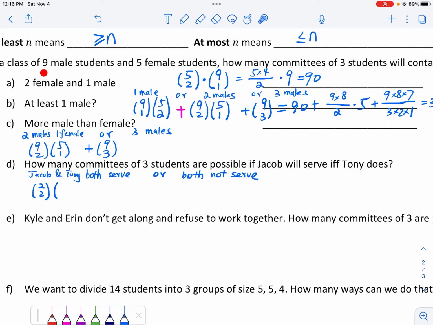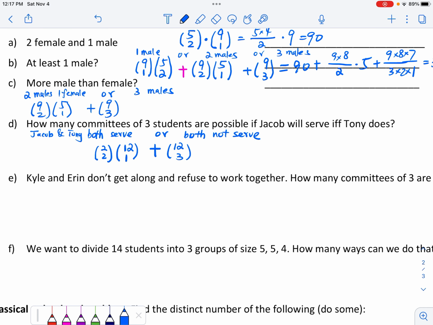and then how many we have left? So it will be 12, total 14, right? Total 14. So two are already chosen, so we are left with 12 students to choose from, and we just need one more, so 12 choose one. Or means add. Both not served, that means two cannot be chosen, and then the rest of 14 will choose 3. So this is how we handle the part D.